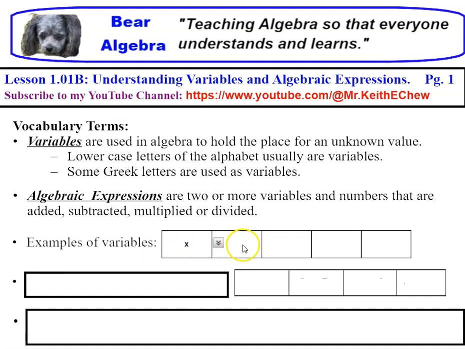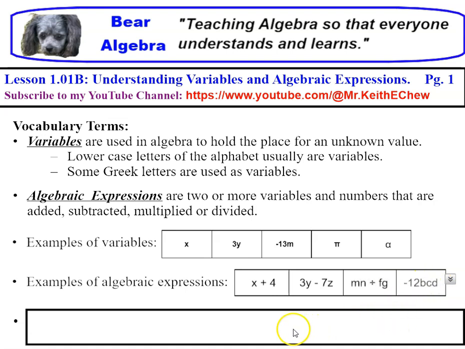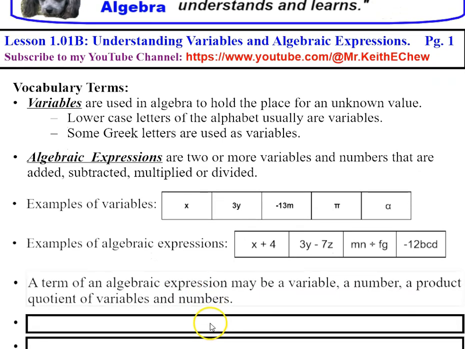Here are some examples. Just x is a variable, 3y is a variable, it's a coefficient with a variable. Negative 13m is a coefficient with a variable. Then we've got pi and alpha, which are Greek letters, which are also variables. We had some algebraic expressions: x plus 4, 3y minus 7z, mn divided by fg, and negative 12bcd.